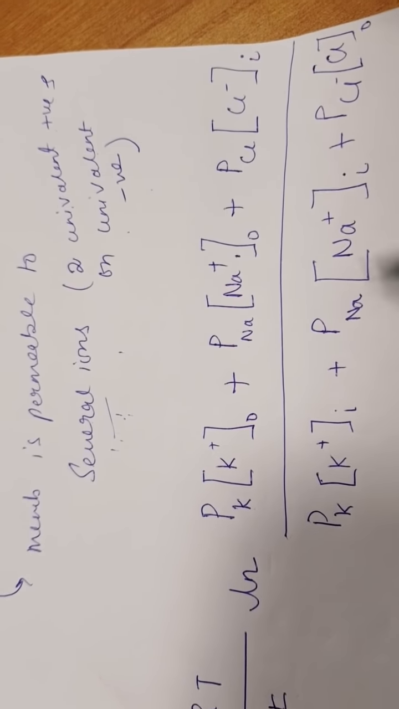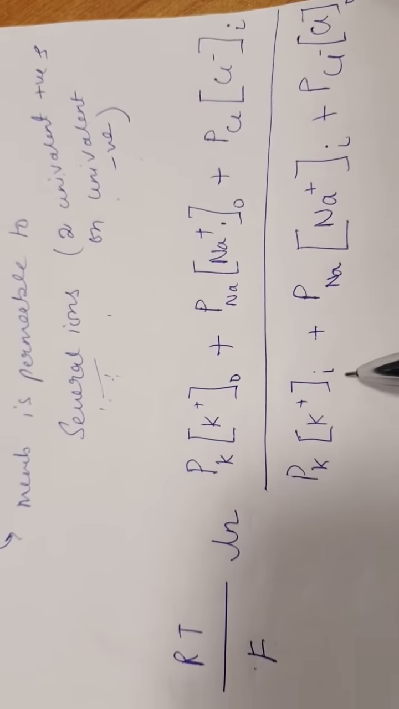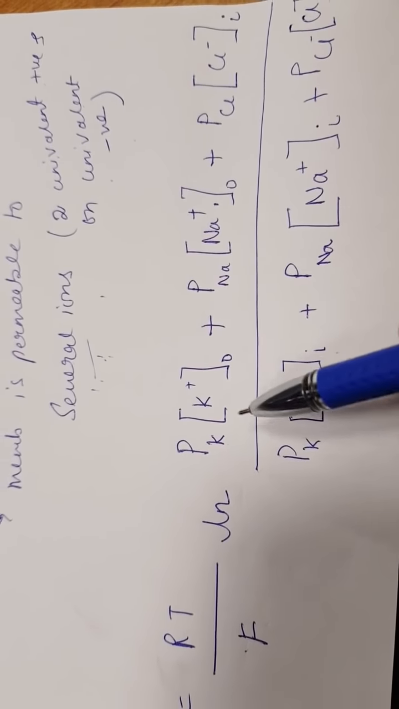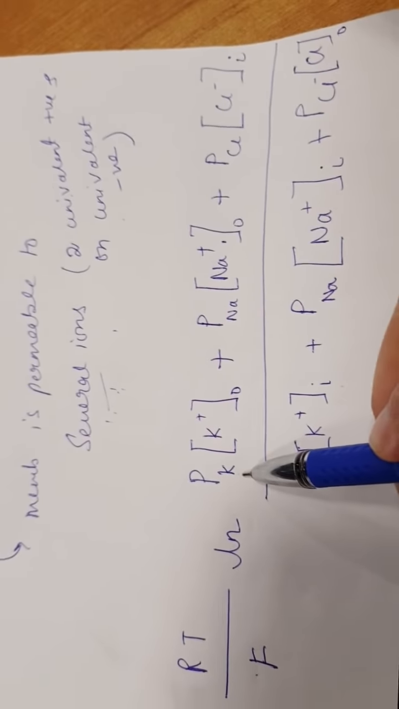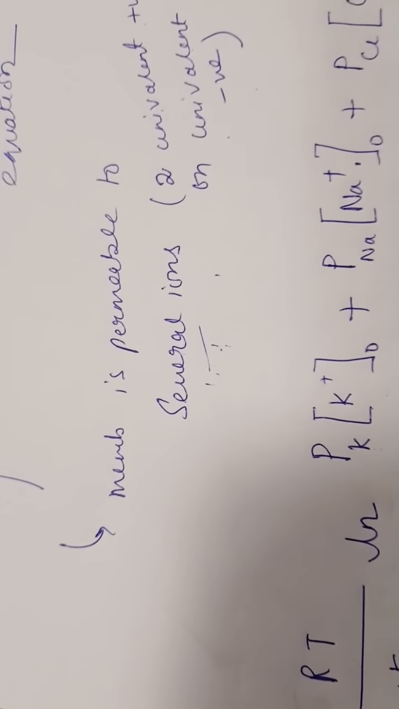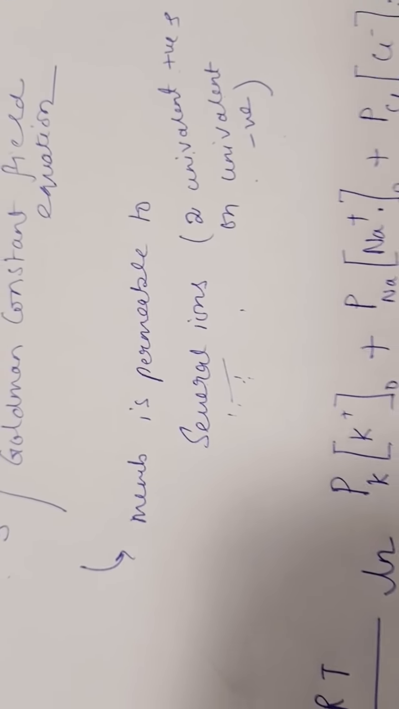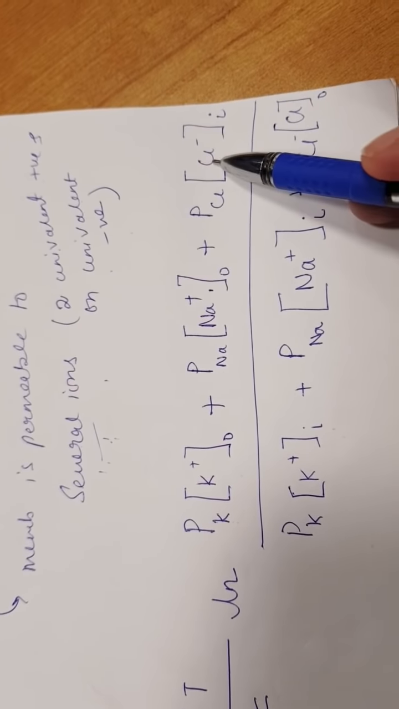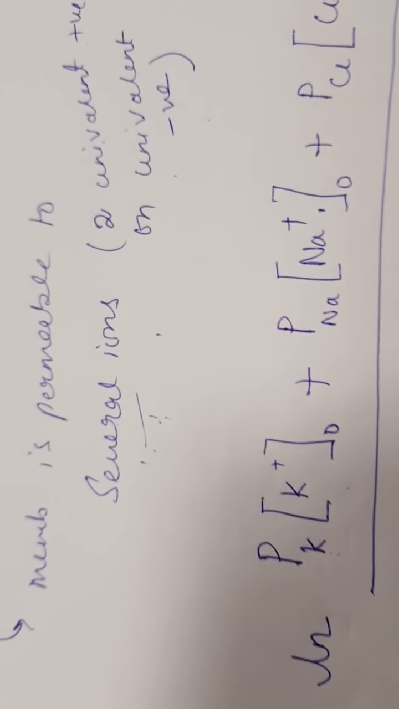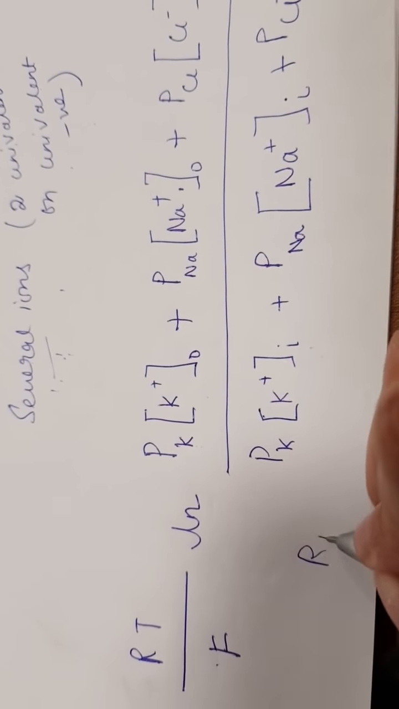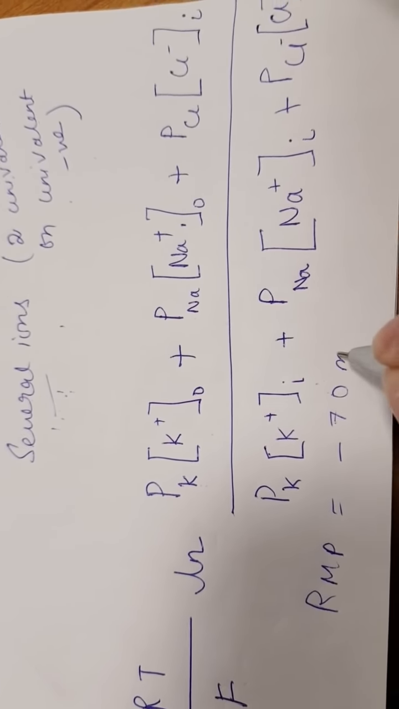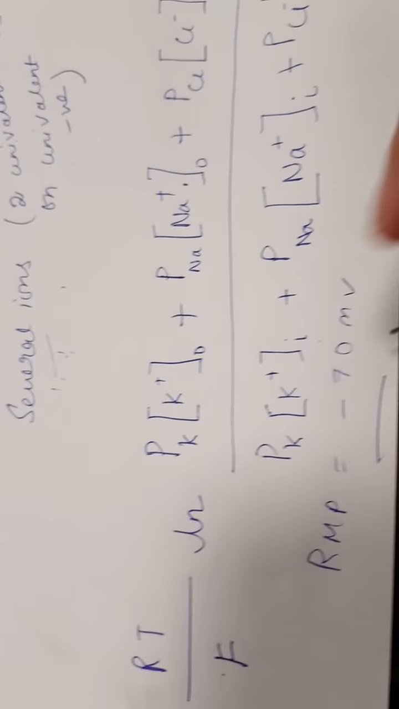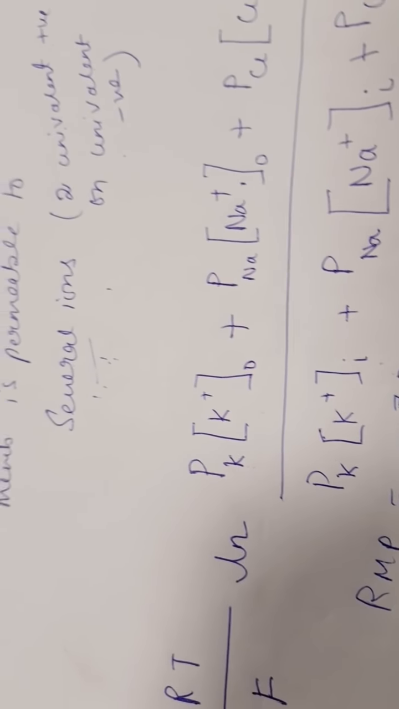And this whole thing, this RMP, thus not only depends upon the concentration of the ions, it also depends upon the permeability of the ions. So it depends upon the permeability, concentration and polarity of the ions, which determines how the equation will be arranged. Now by this method we get that RMP is equal to minus 70 millivolt, which is equal to the recorded value.